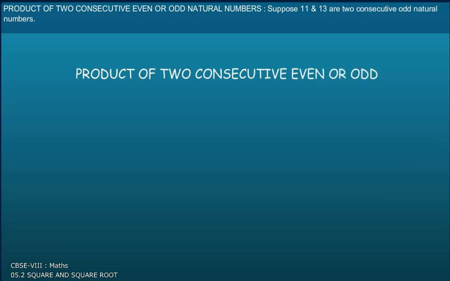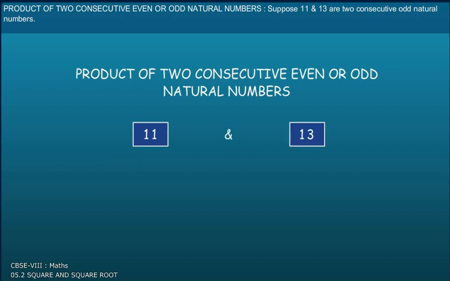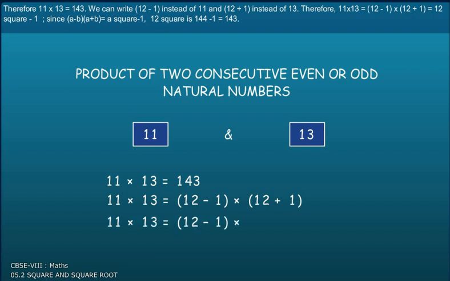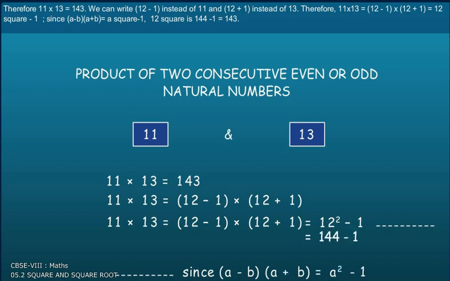Product of two consecutive even or odd natural numbers. Suppose 11 and 13 are two consecutive odd natural numbers. Therefore, 11 multiplied by 13 is equal to 143. We can write 12 minus 1 instead of 11 and 12 plus 1 instead of 13. Therefore, 11 multiplied by 13 is equal to 12 minus 1 multiplied by 12 plus 1, which gives 12 square minus 1, since (a minus b)(a plus b) is equal to a square minus b square. 12 square is 144 minus 1, which gives 143.